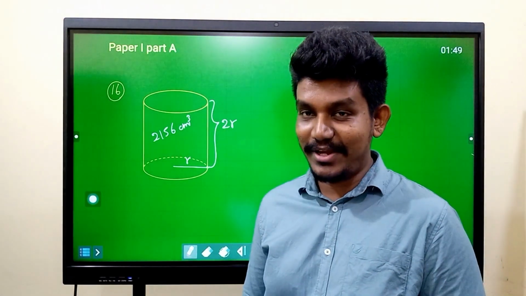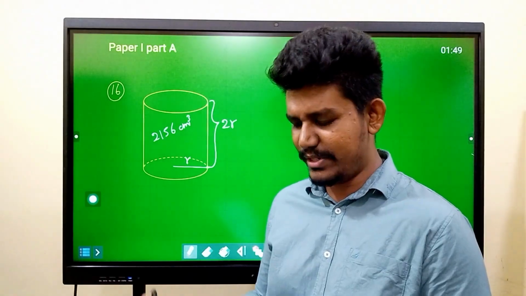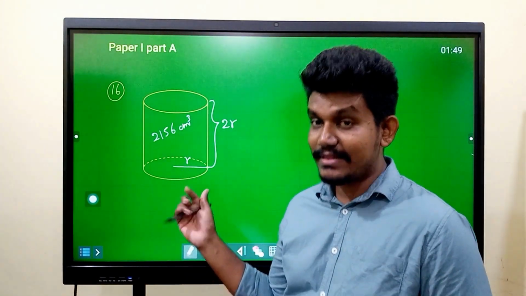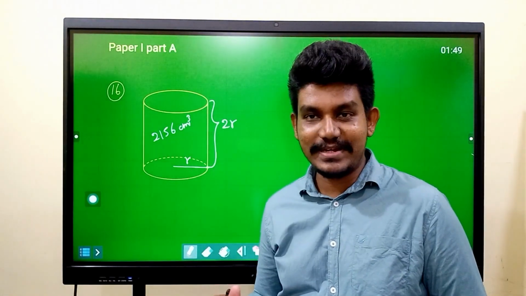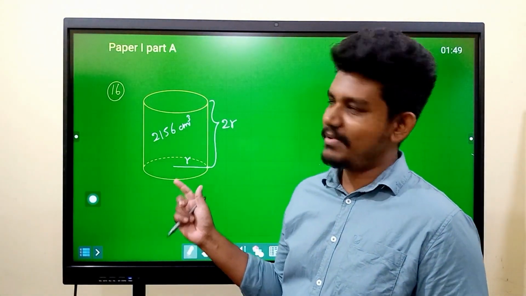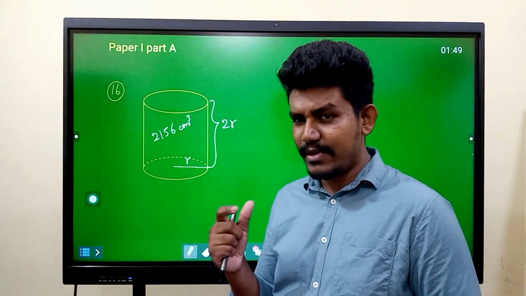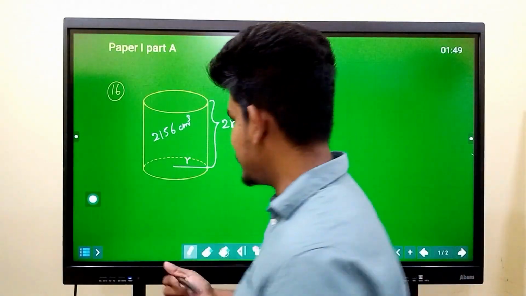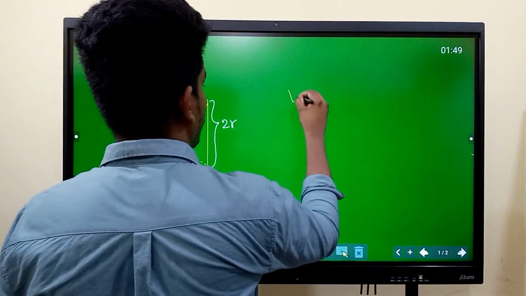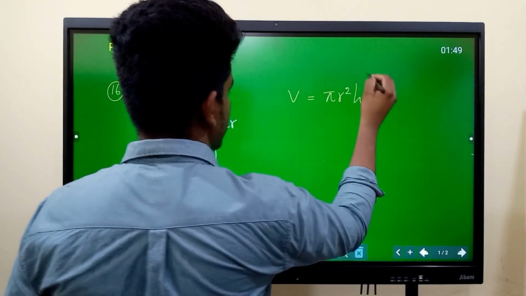It's about cylinder volume, right? The formula is already given in the paper, no need to remember that. But it says the base radius is R and the height is twice the base radius. Then it should be 2R. I took the base radius as R, thereby the height should be 2 times it, 2R. Right, then how can you build up the equation? Since the volume is given, you can straight away apply the formula. Volume equals pi R squared H.